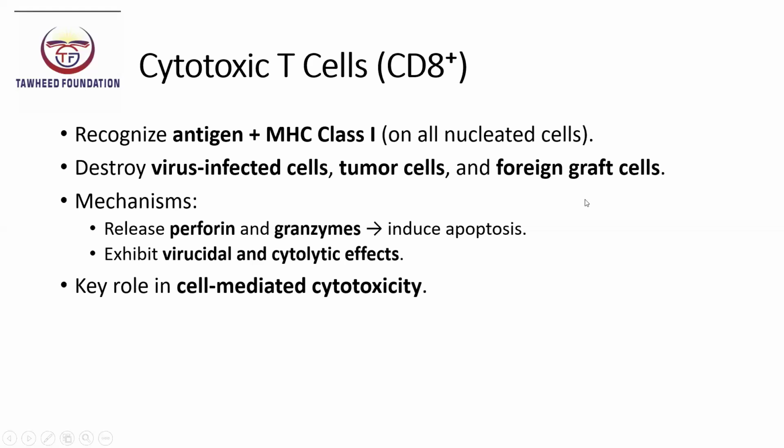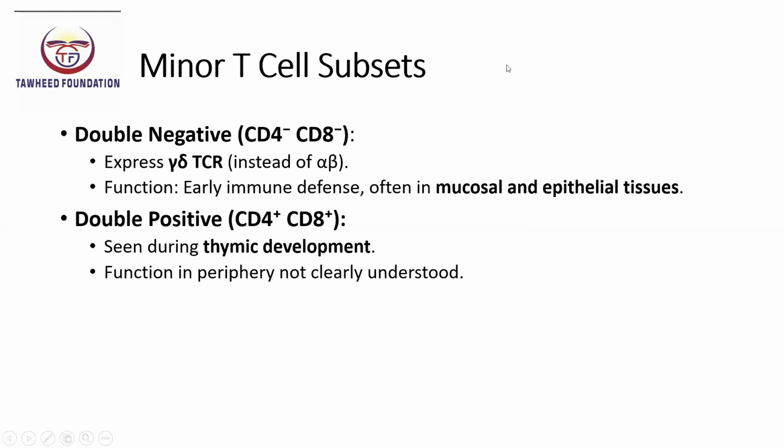So, the cytotoxic mechanisms include the release of perforin, that forms pores, and granzyme enzymes that induce apoptosis. CD8 plus T cells are essential for cell-mediated cytotoxicity and controlling intracellular pathogens. Next is minor T cell subsets. Double negative, that is CD4 minus and CD8 minus cells, predominantly express gamma and delta TCR instead of alpha and beta TCR and provide early immune defense, especially in mucosal and epithelial tissues.